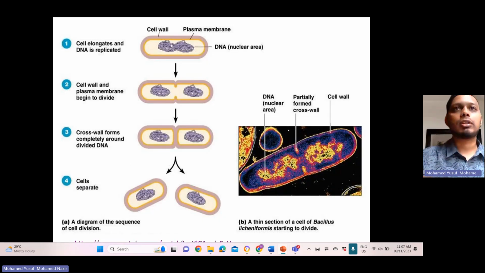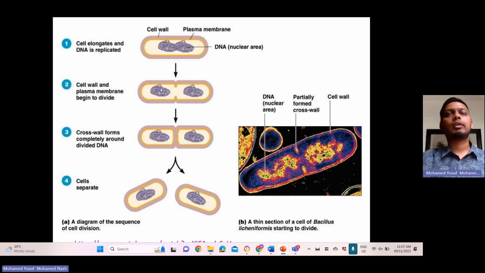So these are the process of how the cell can divide or replicate through binary fission. This is an example of a Bacillus licheniformis, which is taken live under the microscope. So this is a live image. Firstly, normally the process will start with elongation of the cell and a replication of the DNA.